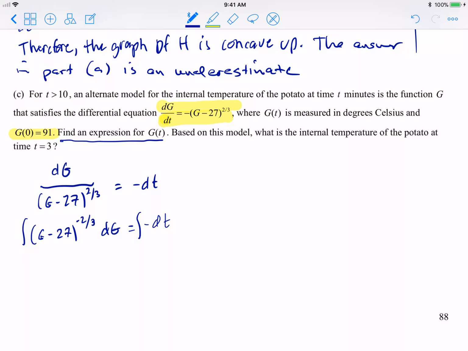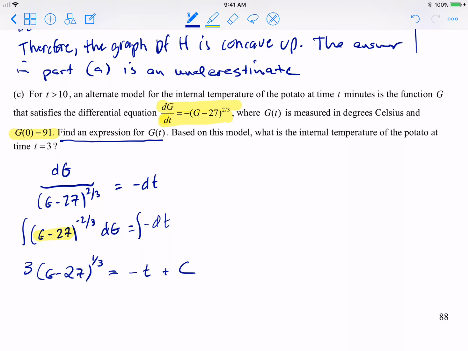Okay, so now we're ready to take the antiderivative of both sides. The left-hand side looks like a u substitution, but I should be able to do this in my head: u is the g minus 27 part, and du would just be dg, which we already have in the problem. So we don't need to mess with any constants, and we can just bump up the exponent and divide like we normally would. If we increase the exponent by 1, that gives g minus 27 to the positive 1/3. Dividing by 1/3 means multiplying by 3, so I'm going to put a 3 in front. That equals the antiderivative of negative dt, which is negative t plus c.